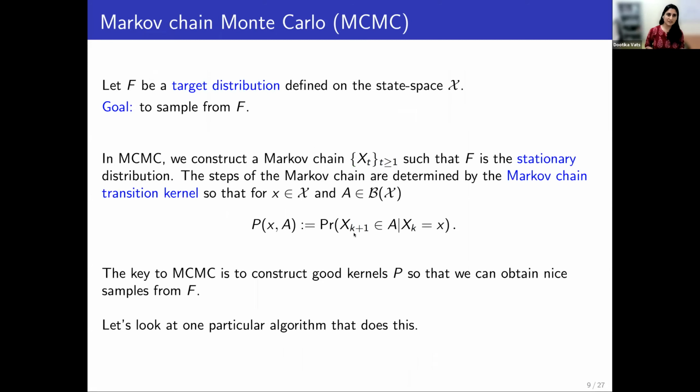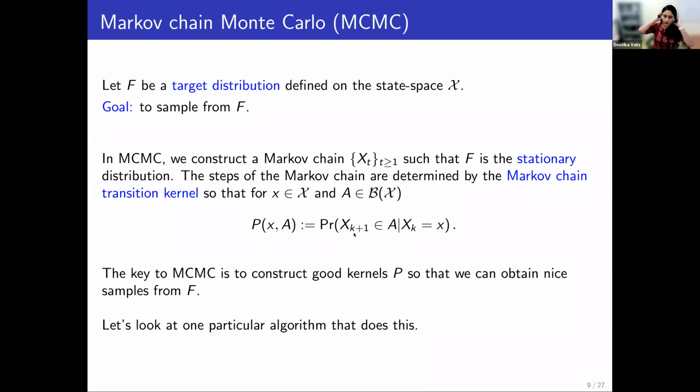The key to MCMC, or Markov chain Monte Carlo, is to construct good kernels, where good I should have put in quotes, good or nice kernels P, so that we can obtain nice samples from F. Okay, so that's the goal. What's flipped in MCMC compared to general studies of stochastic processes is that we know F. We're not given a Markov chain and trying to find out what the stationary distribution is. We know what we want our target distribution to be. We're trying to construct Markov chain kernels that have good properties.